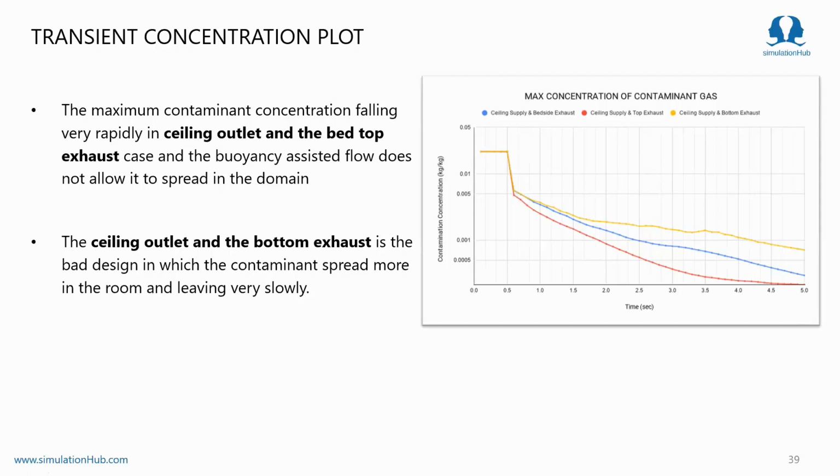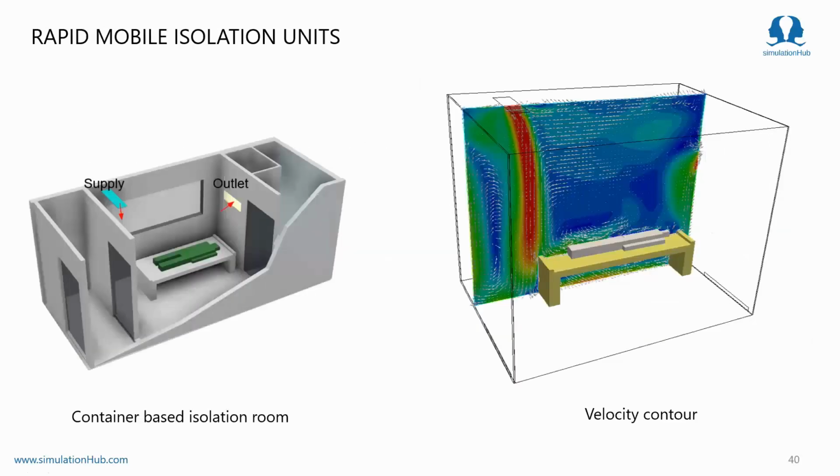Now I will show you another CFD case study of a new isolation room. You can call it a new generation isolation room based on containers. So this is a container, and this is the fluid volume or patient room, you can say, and this is the supply position and exhaust position. Here we are not performing a detailed study. I'm just showing one flow velocity contour overlapped with the velocity vectors.